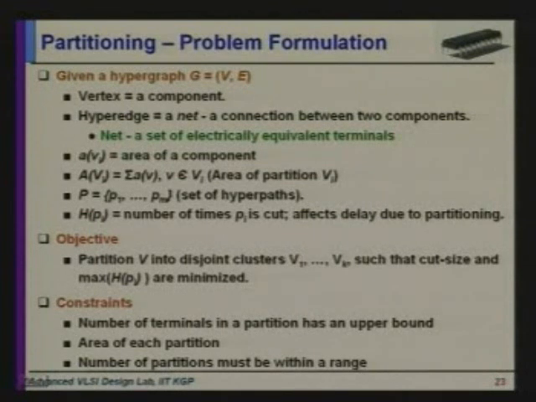So, given the area of a subcircuit, I cannot say that I can have an innumerable number of terminals. I have a maximum within which I have to keep the terminal count, right? The area of each partition, and the number of partitions, must also be within a specified range. I cannot go on partitioning so that the number of partitions is so large that it is difficult to route and compact and other things.